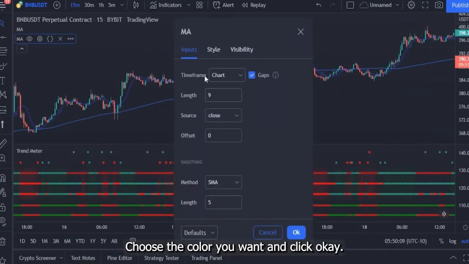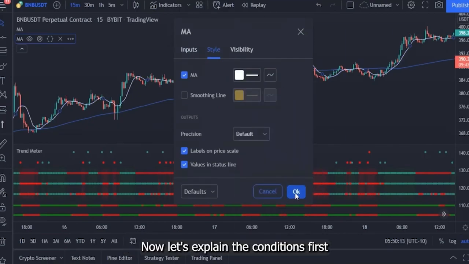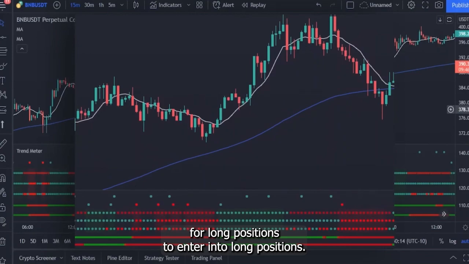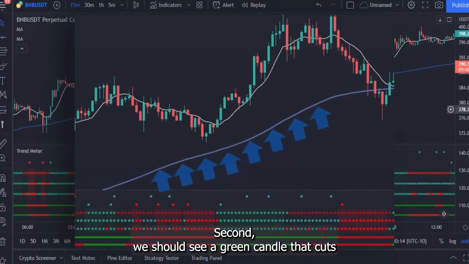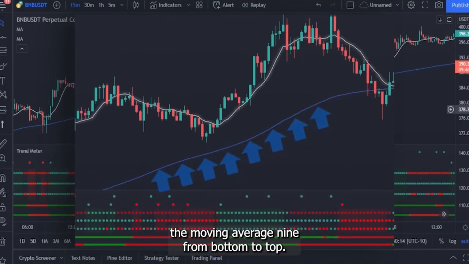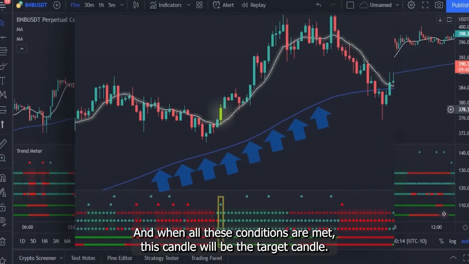Choose the color you want and click OK. Now let's explain the conditions. First, for long positions, to enter into long positions, all candles must be above the moving average 100. Second, we should see a green candle that cuts the moving average 9 from bottom to top. The last condition is to see the confirmations from the filter we just reviewed. And when all these conditions are met, this candle will be the target candle.